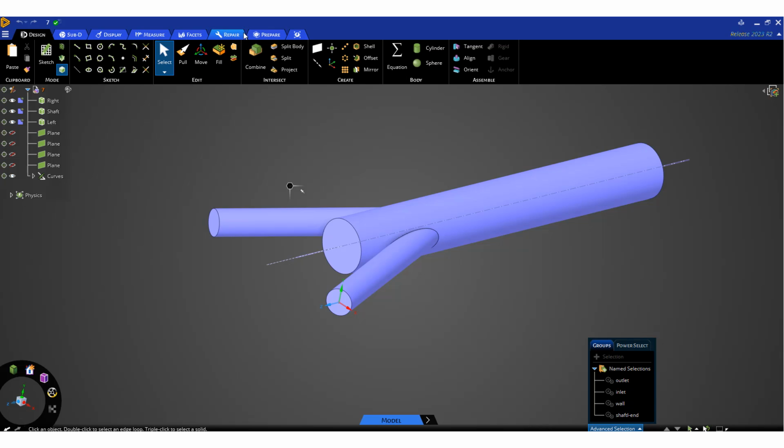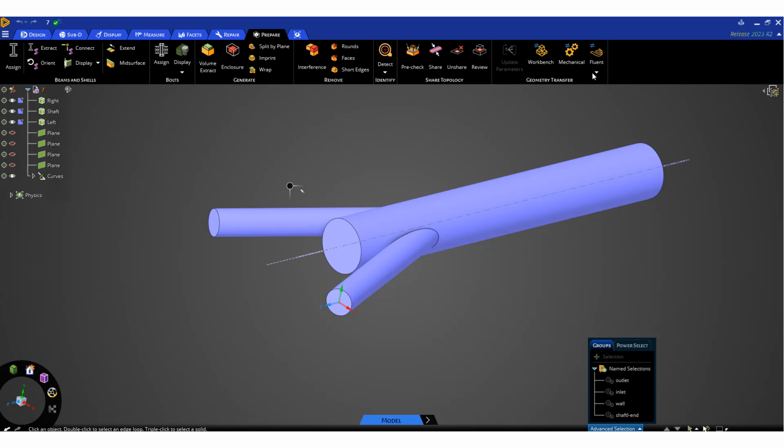I can transfer that watertight model to Ansys Fluent meshing. I will do this, and I will show you what we have in Ansys Fluent. Let's get there.